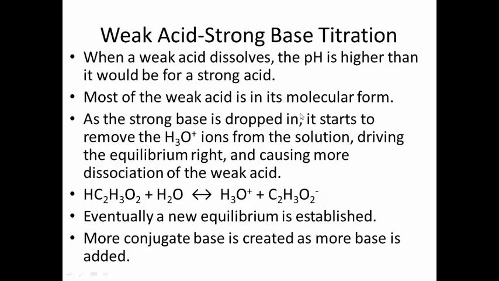So if you look at the equation for the dissolving of acetic acid, you could see that if we pull out these hydrogen ions over here by adding the base, that it's going to lower the concentration of this, and Le Chatelier says then that the reaction is going to shift right to establish the new equilibrium, and when it shifts right, it means more of this acetic acid is going to be converted into the hydronium ions and acetate ions. So eventually a new equilibrium will be established if you just add a few drops or a milliliter and leave it. And the more base that you add, the more the conjugate base of your weak acid is created as well. So that's important to note.